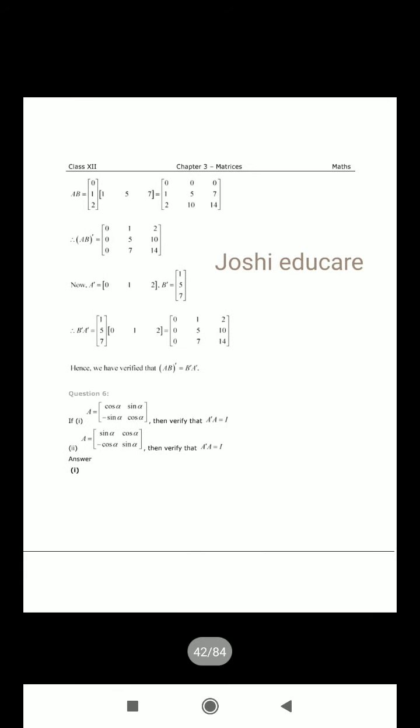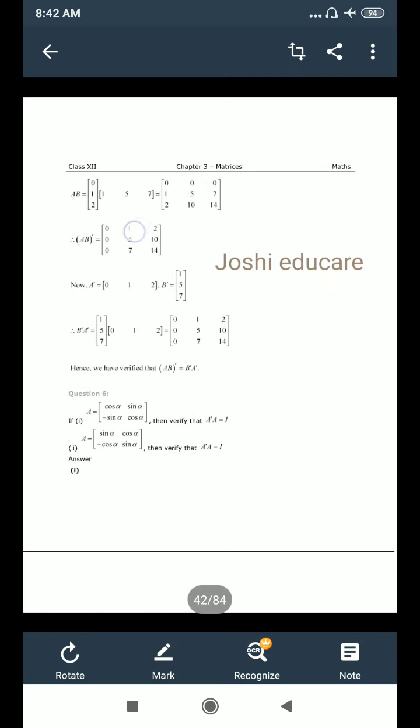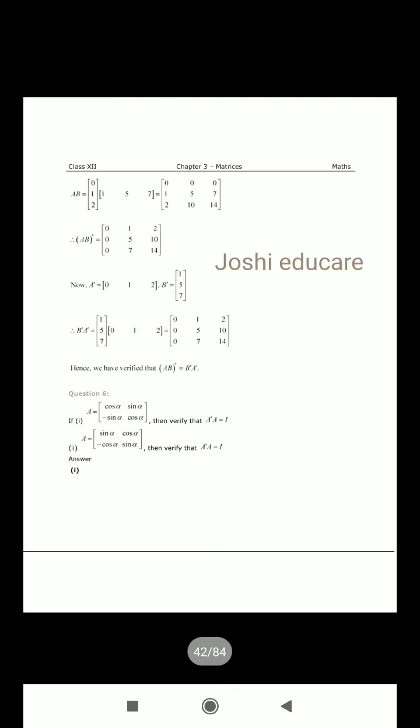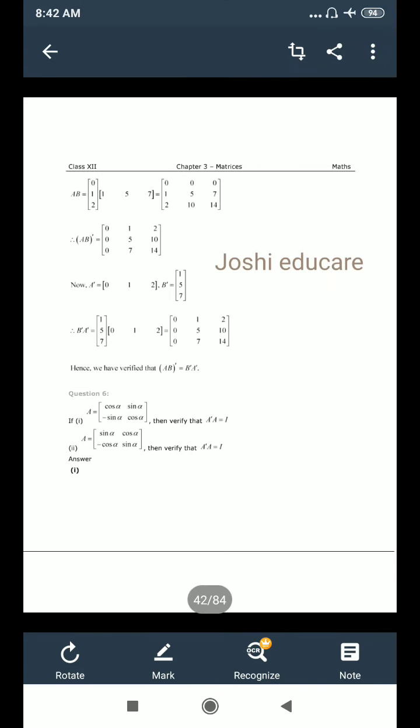Similarly, second part is also there. So in second part also you can do in the same way. A and B are given. First you find A into B. Take the transpose of this, which means change rows into columns. Now we'll find A transpose, B transpose and calculate B transpose into A transpose. So both will come equal. In this way we can prove it.